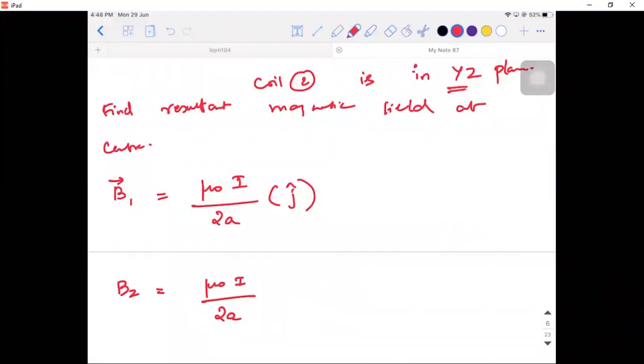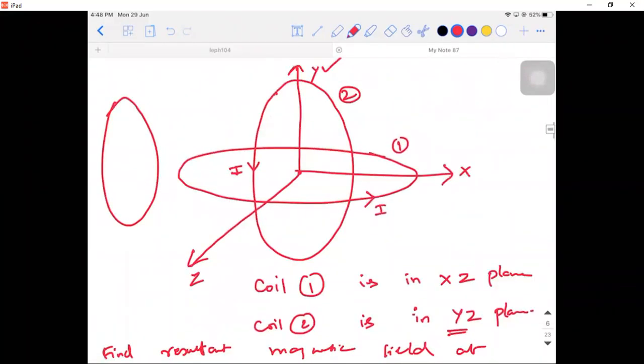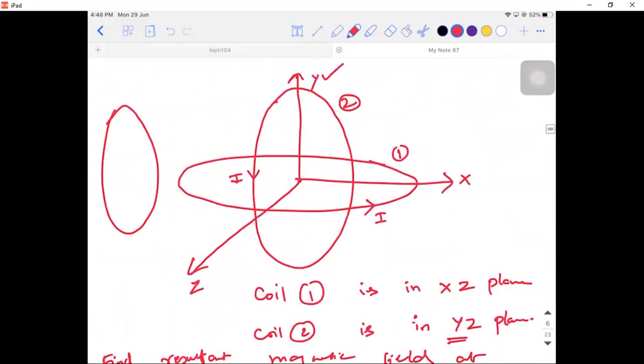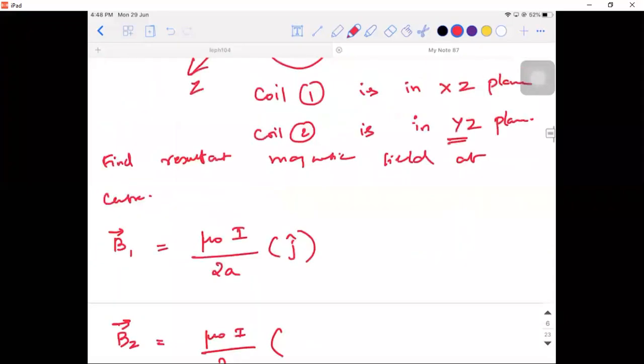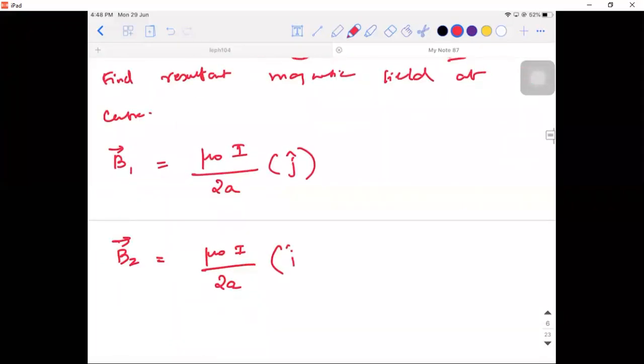Similarly, B2 vector, when you see from the right hand side, again it is anti-clockwise. So when I say anti-clockwise, always towards you. Clockwise, always away from you, as simple as that. So anti-clockwise means it is towards you. Towards you with respect to the second coil means which direction? It is I cap.